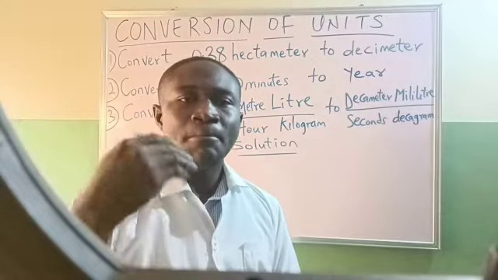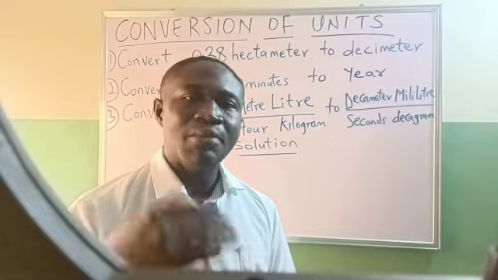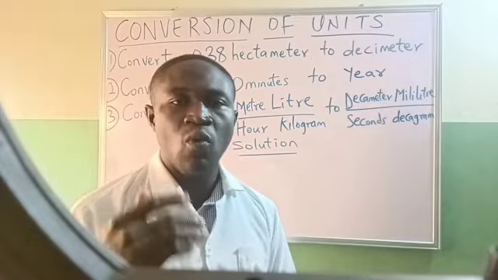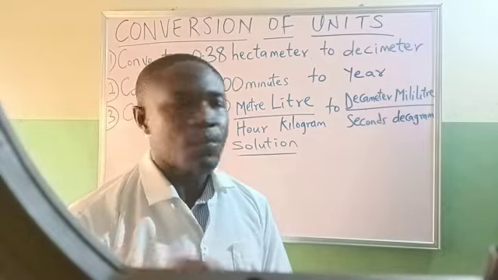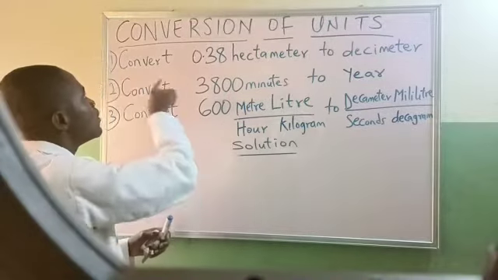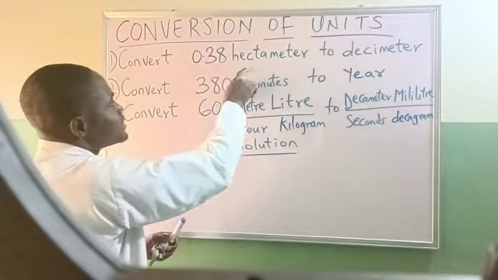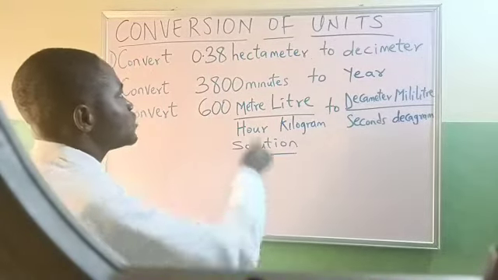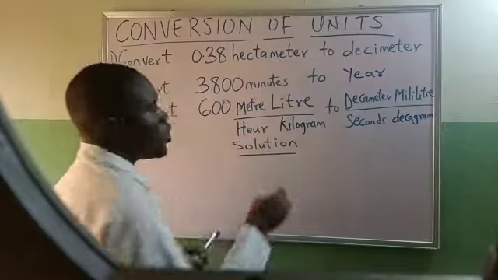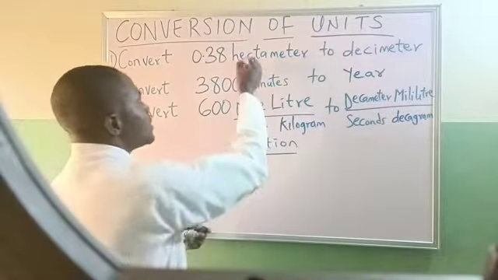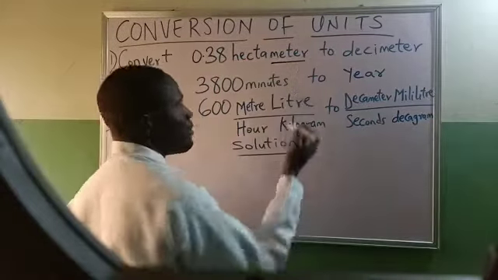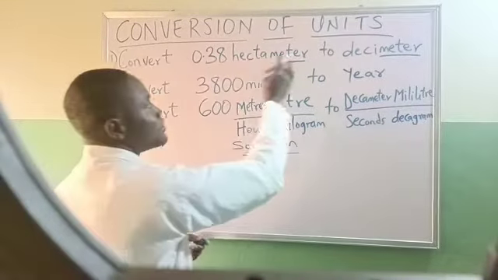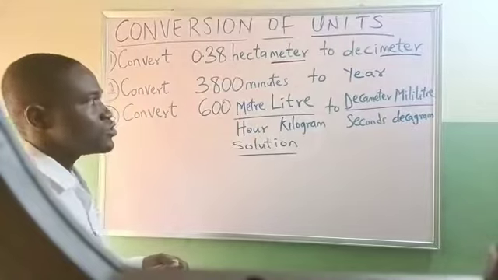When you talk about mass relationship, we talk about 10 milligrams make 1 centigram, 10 centigrams make 1 decigram, and all of that. Let's see the question. Convert 0.38 hectometer to decimeter. What you are to do is ask yourself, is it talking about length or mass or time or volume? Please, anything meter is talking about length. So we are to look for the relationship between hectometer and decimeter. Let's see how to do that.